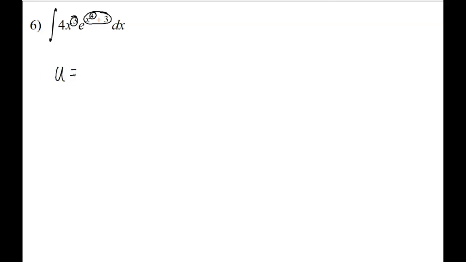So let's go ahead and do it. My u is going to be x to the fourth plus 3. The derivative of u with respect to x is going to be 4x cubed.